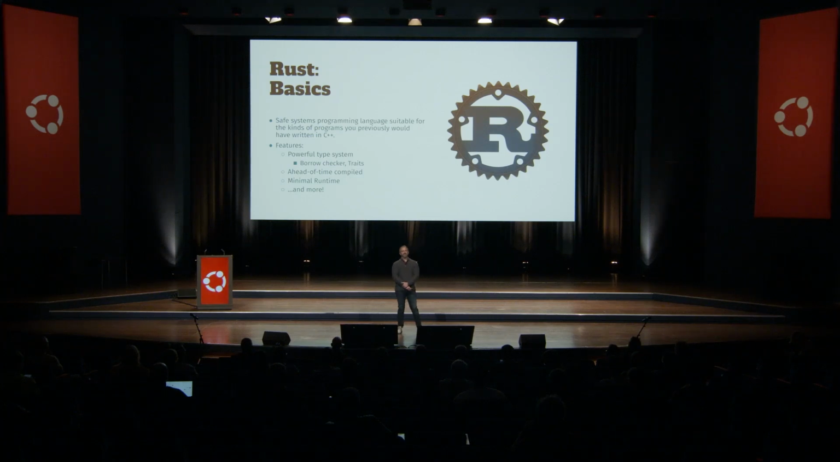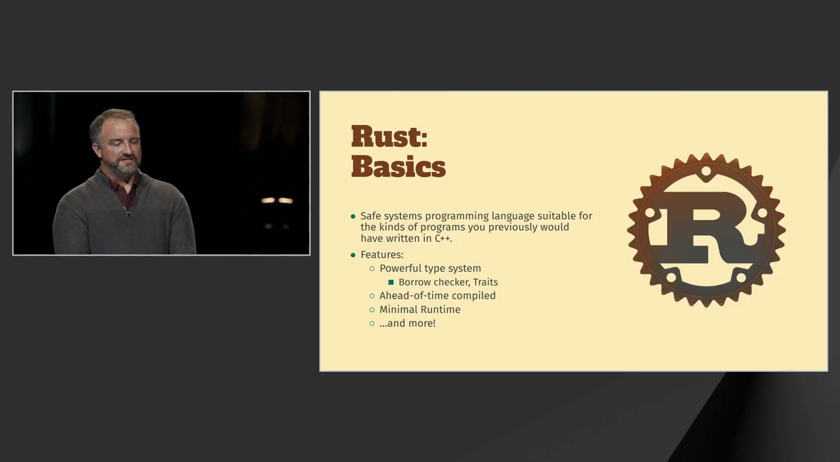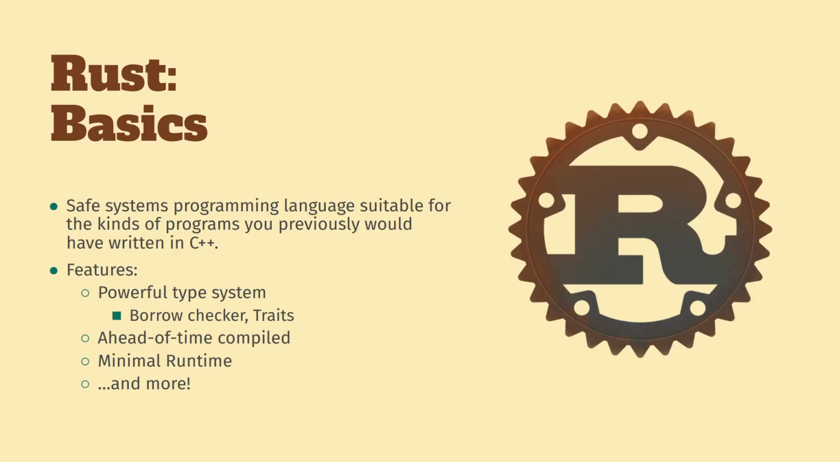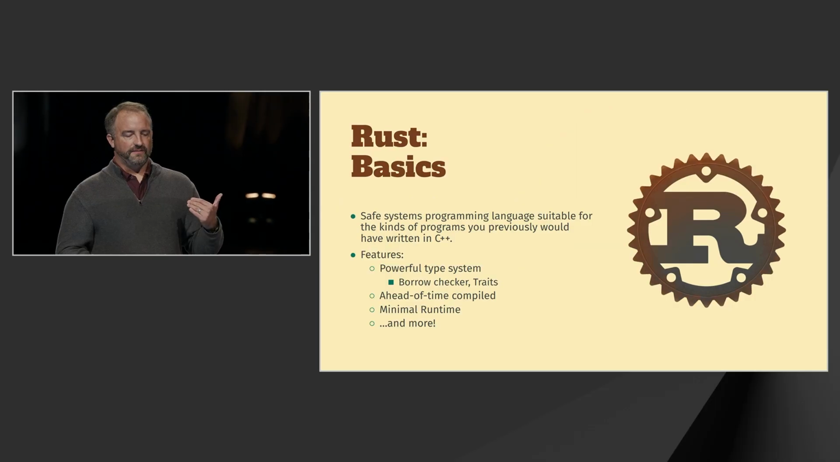If I were to give Rust maybe a one-sentence summary, I would say it's a safe systems programming language that's suitable for the kinds of programs that you would have previously written in C++. So this means it's a language that gives you a lot of low-level access and low-level control to the machine, the way your data is laid out and things like that. But it has a lot of other features built on top of that. It has a very powerful type system and a really flexible trait system.